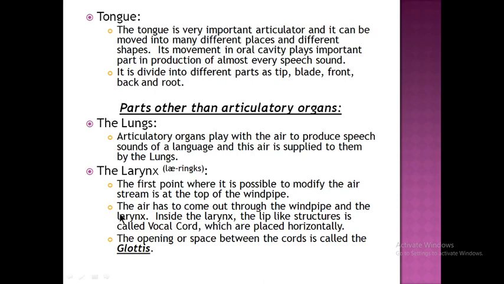So in the larynx, the air has to come out through the windpipe. So it is a process. Inside the larynx, the lip-like structure is called the vocal cord, which is placed horizontally. And the last one is, we already discussed glottis. The opening or space between the cords is called the glottis.